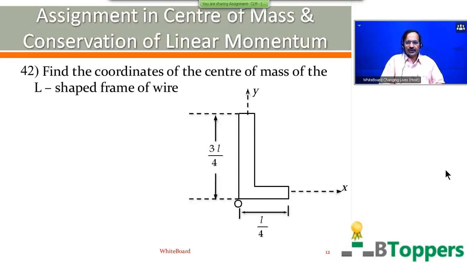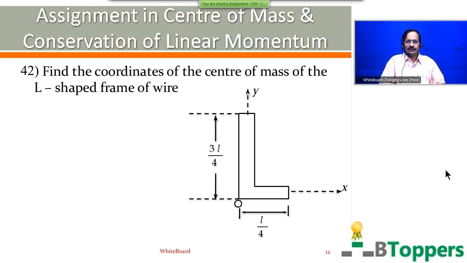So look at the next question, question number 42. Find the coordinates of center of mass of the L-shaped frame of wire. You have to assume that the wire has uniform thickness and density, that is, uniform mass per unit length. The X-axis is taken along towards the right, as shown in the figure.